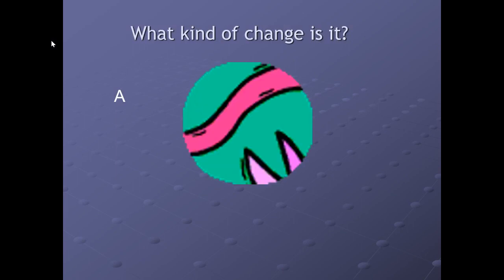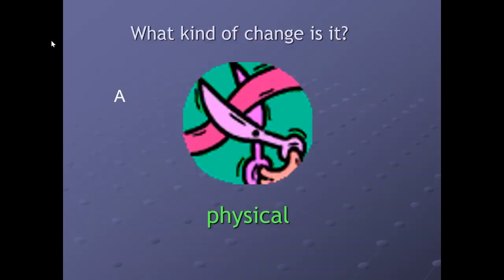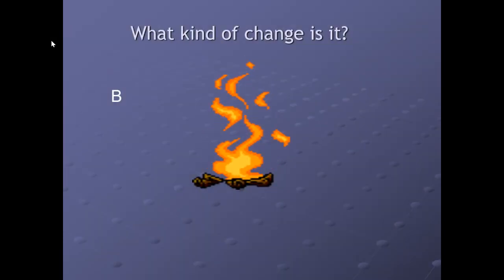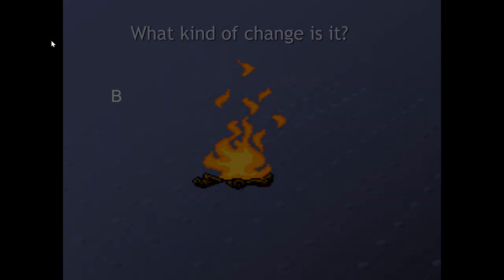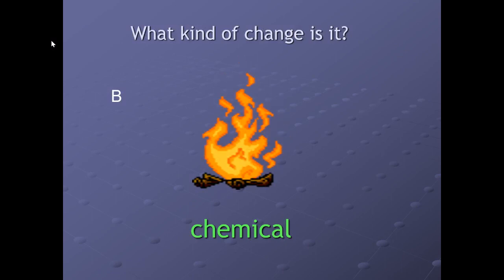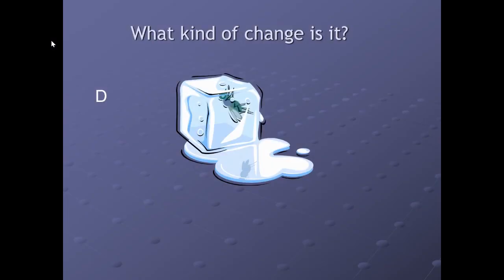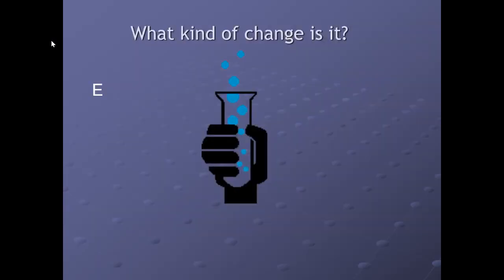So, really quick, what kind of change is this right here? So, if you answered physical, right, this is a physical change. What kind of change is this right here? If you answered chemical, you're right, this is a chemical change. And what kind of change do you see here? If you answered physical, then you're right, this is a physical change. Right, it's going from a solid to a liquid.